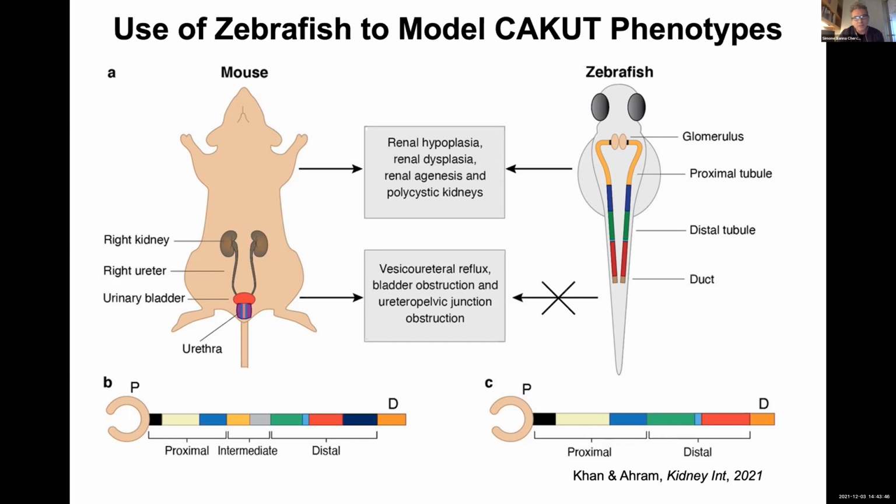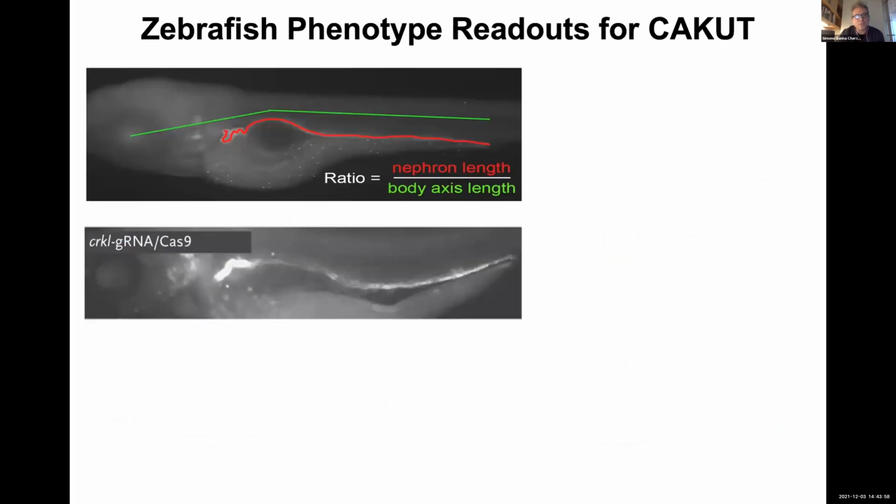So we decided to try to develop readouts for CAKUT in zebrafish, in collaboration with Erica Davis, for both the upper and lower urinary tract. One that works pretty well for the upper urinary tract is the pronephric convolution, which we used as a readout for upper urinary tract malformation. When you knock out a gene that is critical for the development of the proximal pronephric tubules, you see a simplification. This is the example of CRKL, the gene that we found in the chromosome 22q microdeletion.